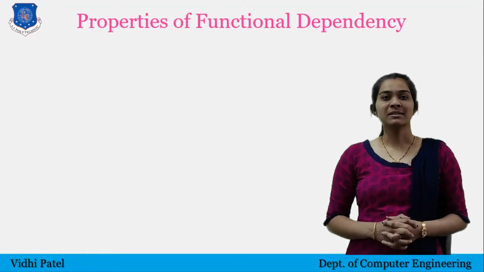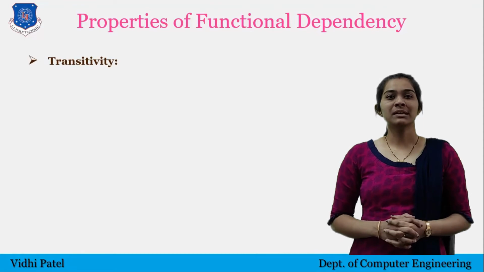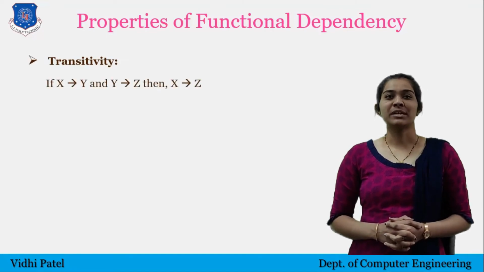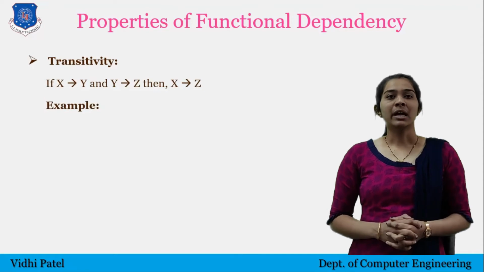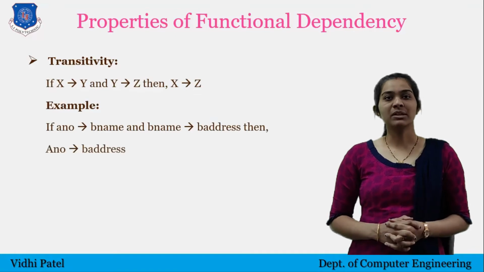Now, next property is transitivity. This property is an important property for normalization. What is transitive property? If x determines y and y determines z, then x determines z. Let's see by example. Account number determines branch name, branch name determines branch address, then account number determines branch address.